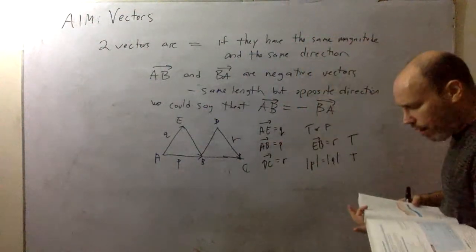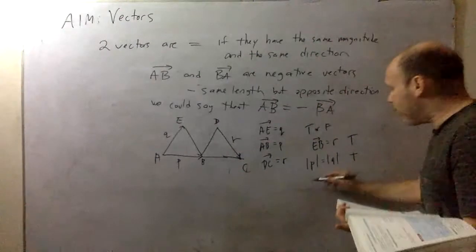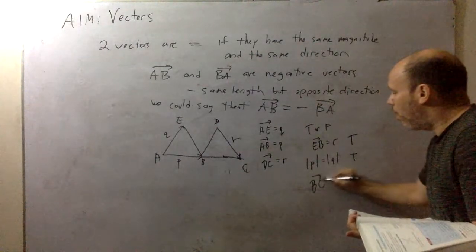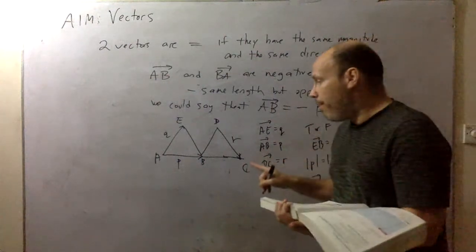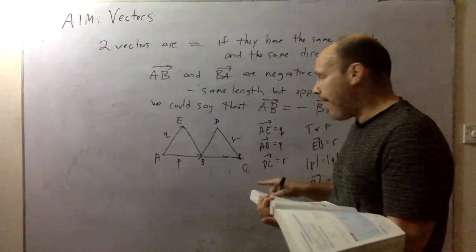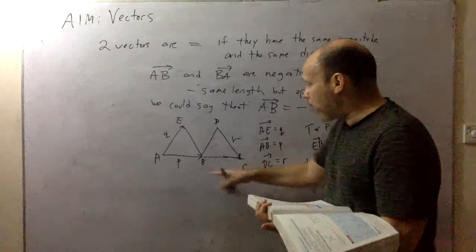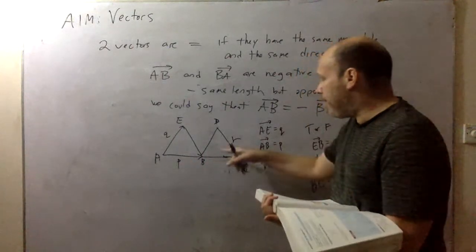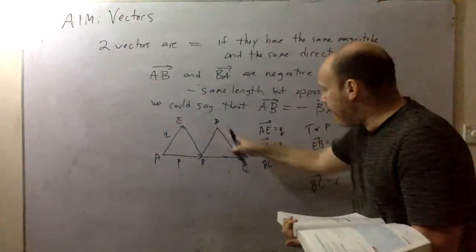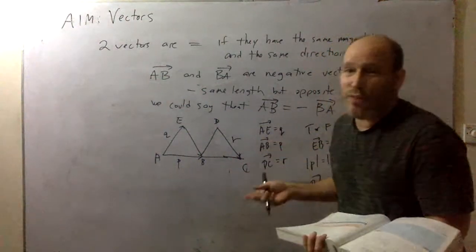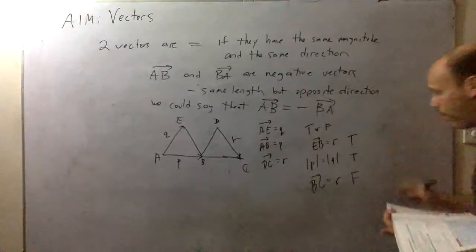What's going on with C? BC is R. No, BC is not R. What is BC actually equal to? BC is actually P, but BC is not DC, and although the magnitudes are the same, DC and BC are going in different directions. False.